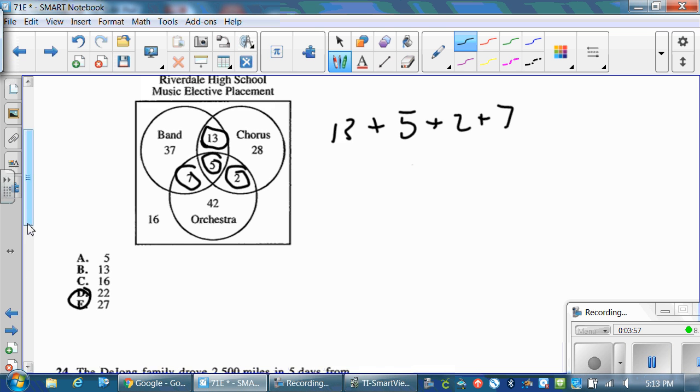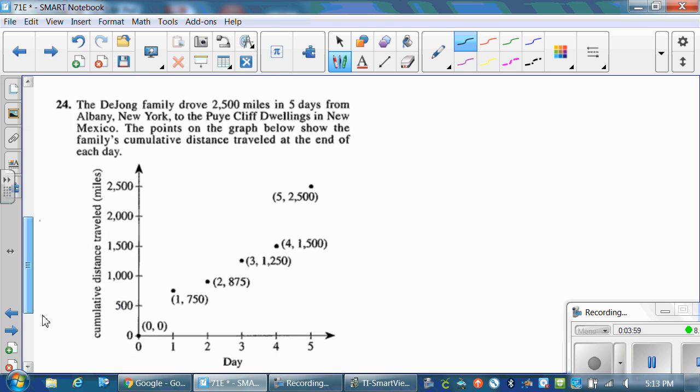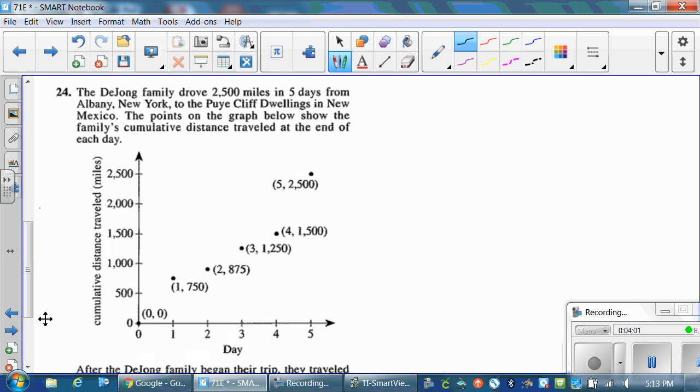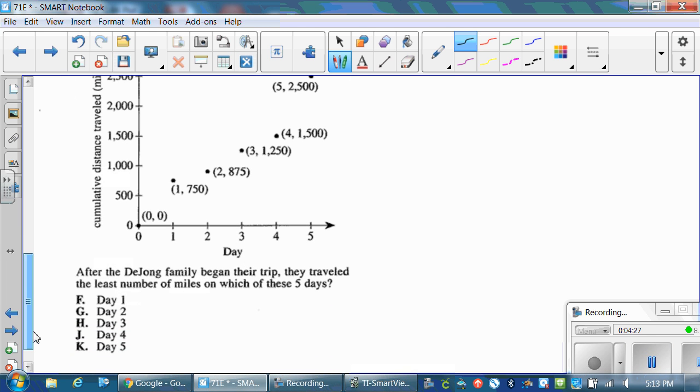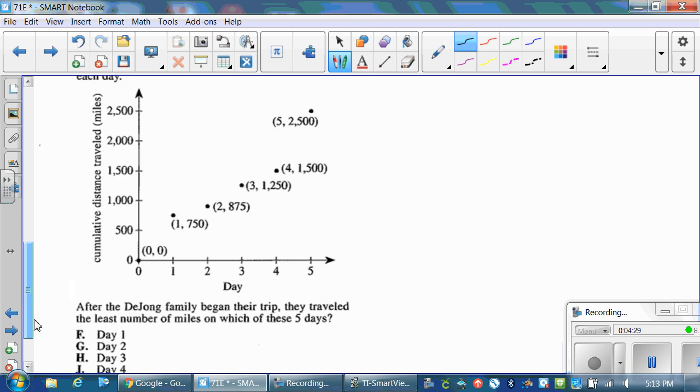All right, number 24. The DeLong family drove 2,500 miles in 5 days from Albany, New York to the Puye Cliff Dwellings in New Mexico, and I probably said that really wrong. The points on the graph below show the family's cumulative distance traveled at the end of each day. It looks like they drove a lot on day 4, and a lot on day 1 too. They traveled the least number of miles on which of these 5 days?